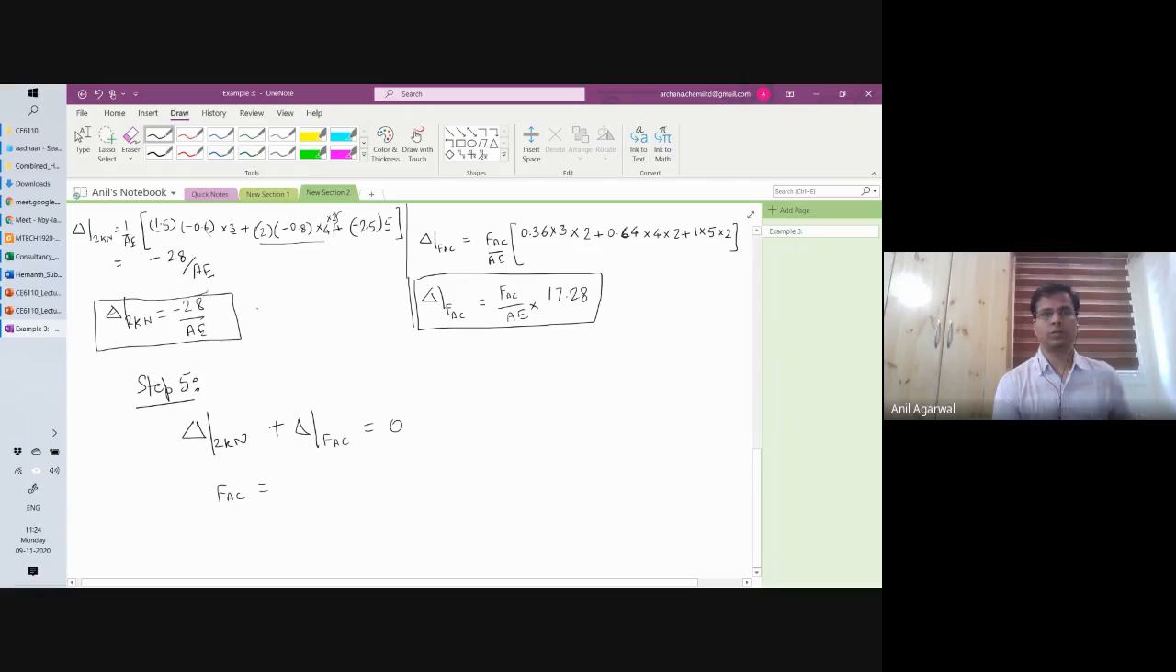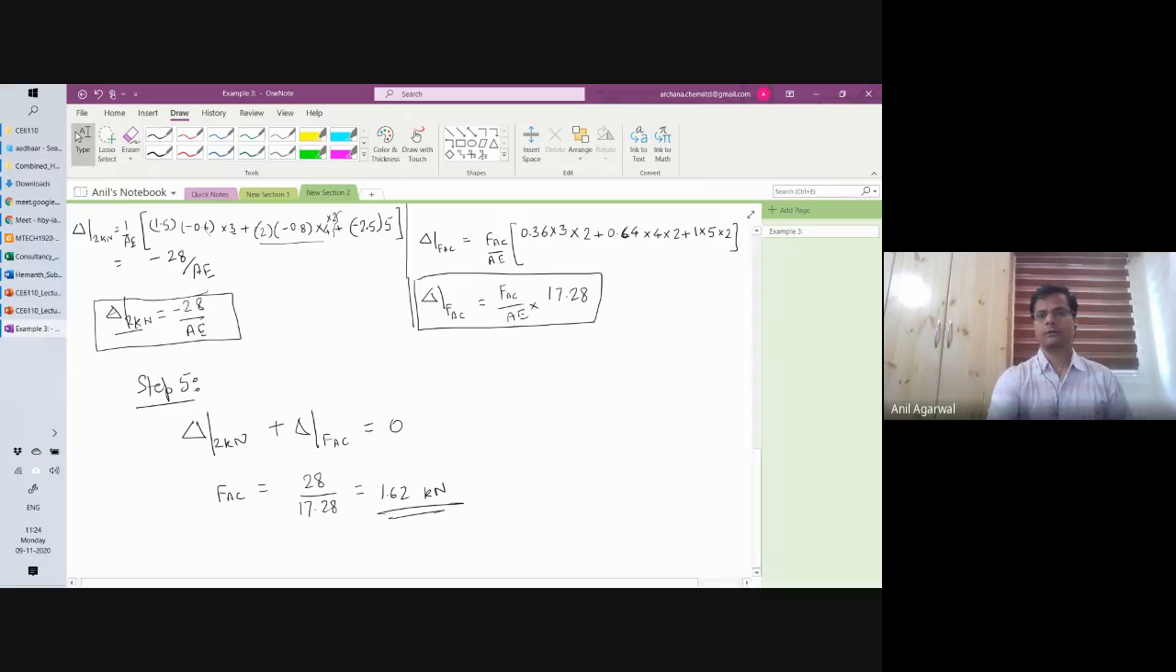FAC, basically the two values you equate, FAC will be equal to 28 divided by 17.28. Correct. That will turn out to be 1.62. Okay, that is the final answer.